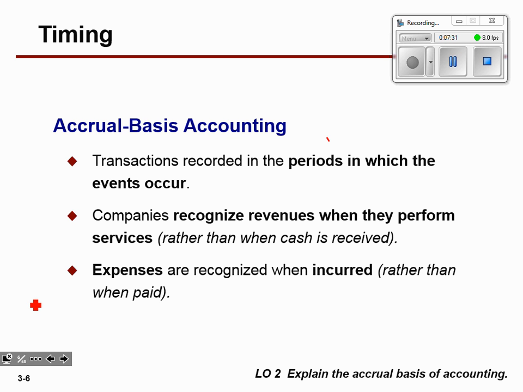Here we go with these terms. Accrual and cash basis accounting. Let's start with accrual basis accounting. Transactions, we know that heavily from last chapter. Transactions are, remember, in the general journal and then posted to the ledger.